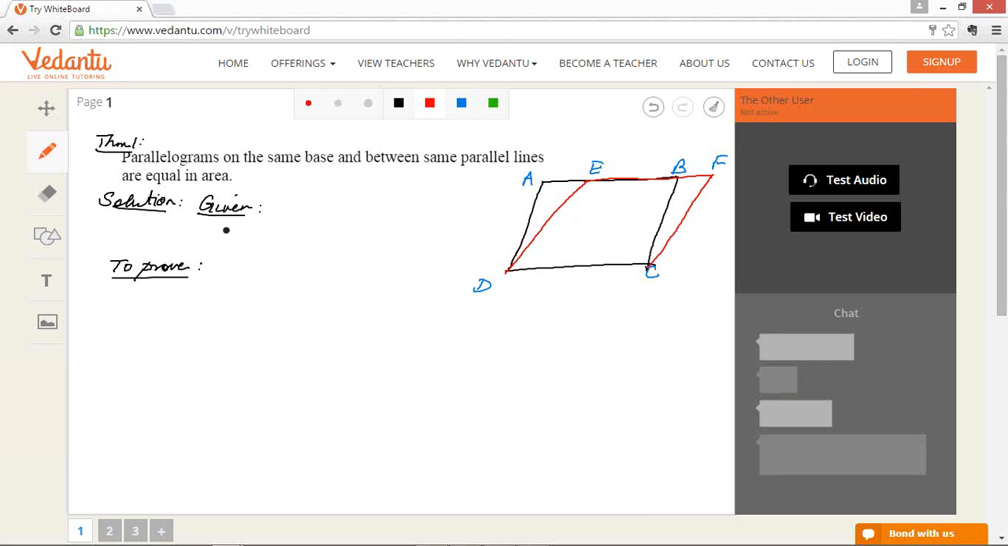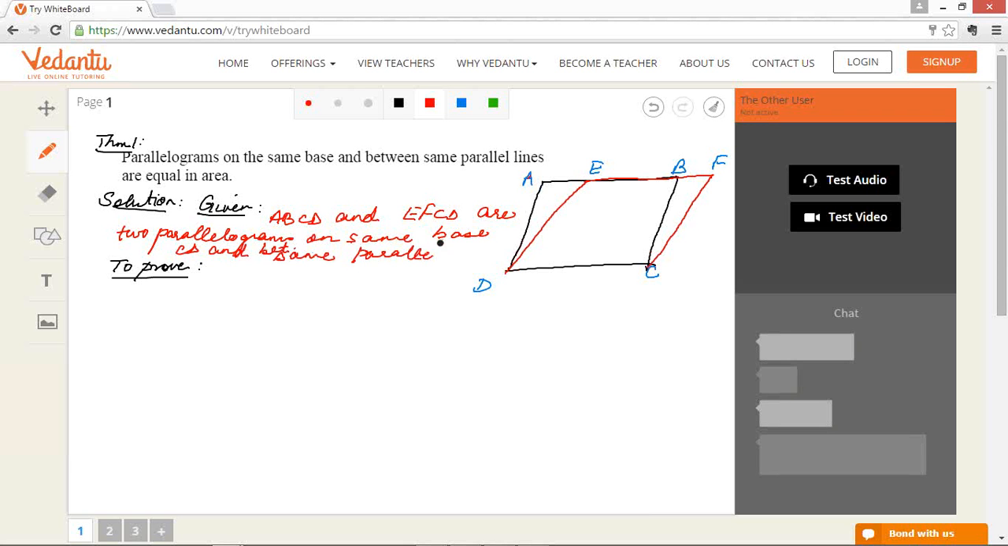So let me write the given. Given is that ABCD and EFCD are two parallelograms on the same base CD and between the same parallel lines. Which are the parallel lines? The parallel lines are CD and AB. So I'll write AB and CD.